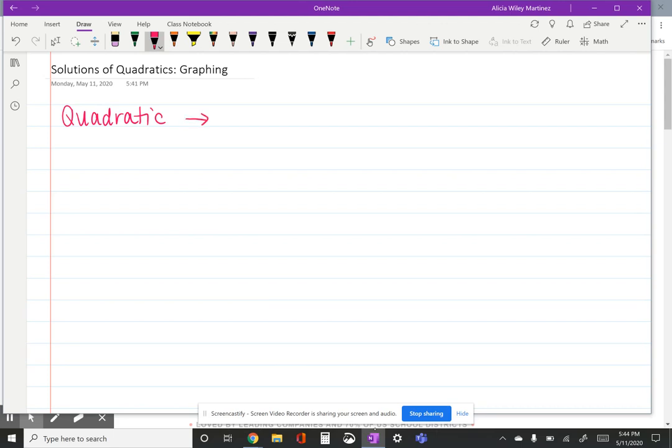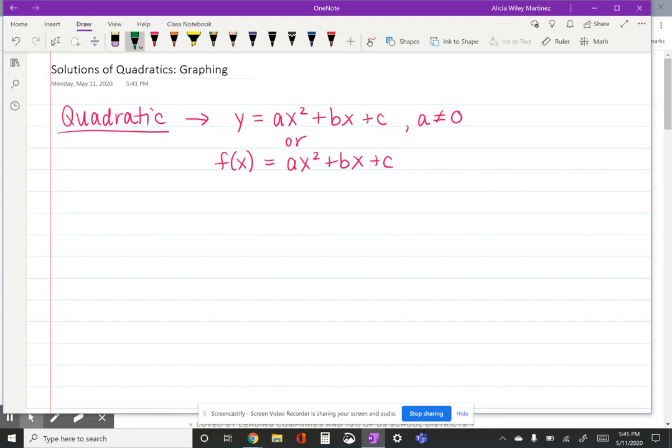A quadratic function is a function that can be written in the standard form of y equals ax squared plus bx plus c, where the value of a cannot equal 0. We can also write this y as function notation f of x equals ax squared plus bx plus c. Remember, what makes this a quadratic is that highest exponent of 2, often called the degree. So this has a degree of 2 or highest exponent of 2.